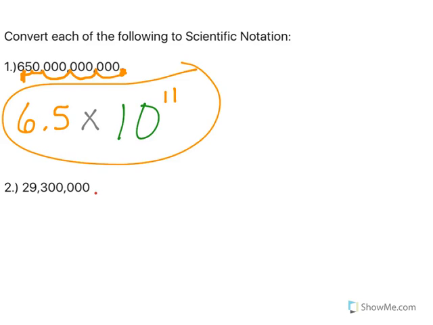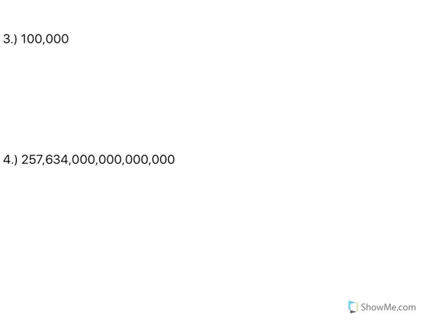Now number 2. Again, my decimal starts at the end, and I want to move it after the 2. So 2.93 times 10 to the 1, 2, 3, 4, 5, 6, 7 power. I move it over 7 decimal places to get it to be between the 2 and the 9. 100,000. Again, starts at the end, and I want it here. So 1 is the only non-zero number, so that's all I need, times 10 to the 3, 4, 5.